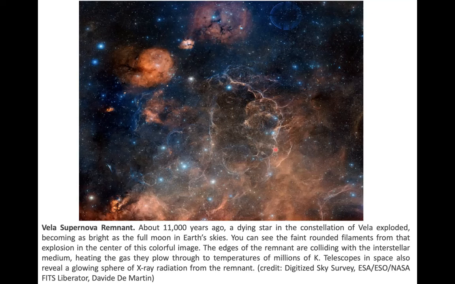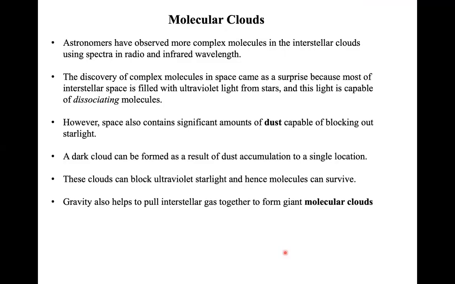right in this image, from some points to the other points. You can see that filament kind of structure, and these are the edges of the remnant colliding with the interstellar medium and heating the gas as they plow through, to temperatures of millions of Kelvin, right? So just an example of what we have talked about before.